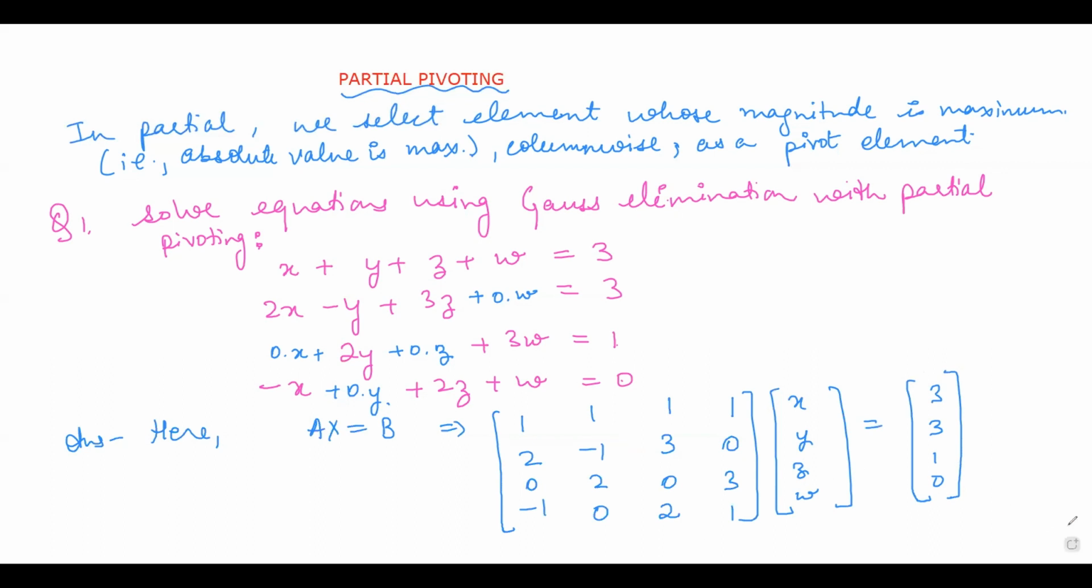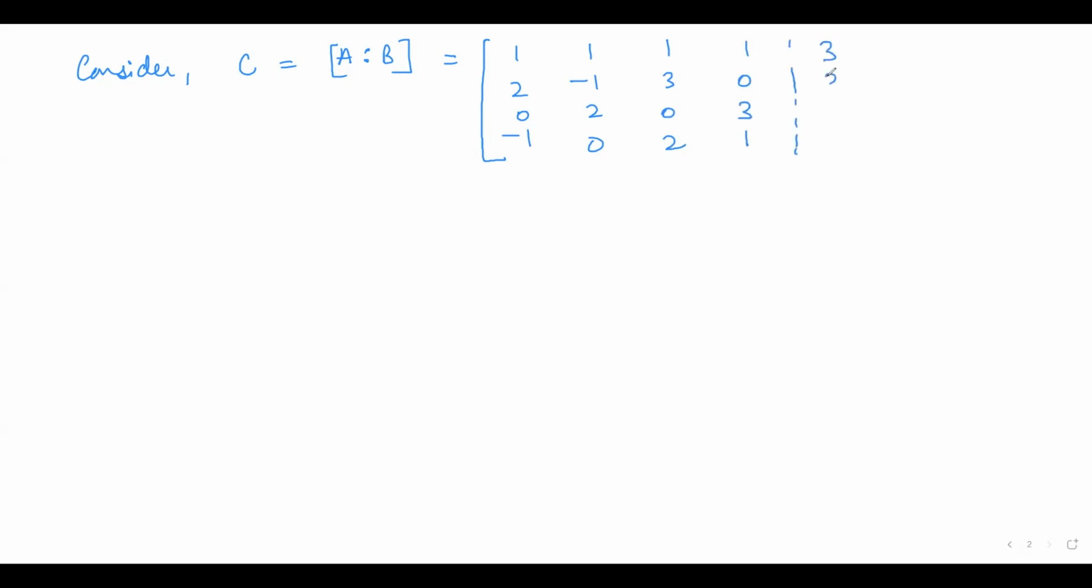Now, consider the augmented matrix, and then we'll start the partial pivoting there. Let me just write this: 1, 3, 0, 2; 1, 0, 3, 1; 3, 3, 1, 0. Now, to apply the partial pivoting, remember we'll be talking about the first column.